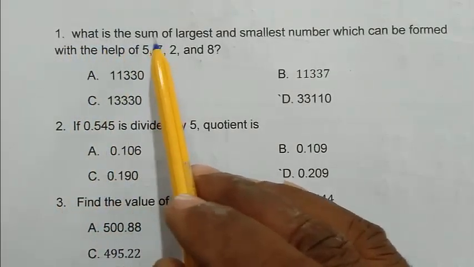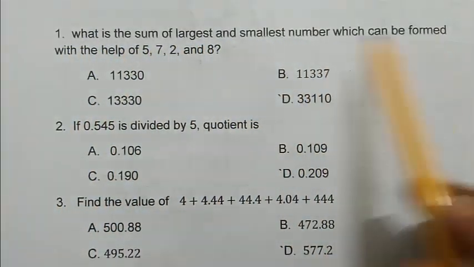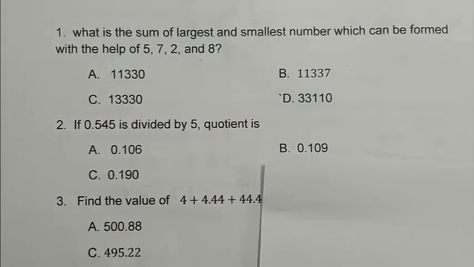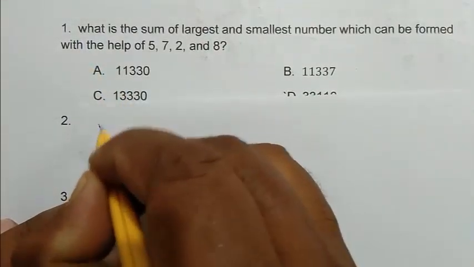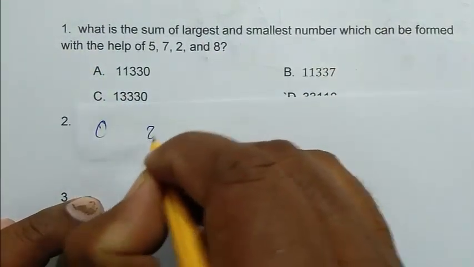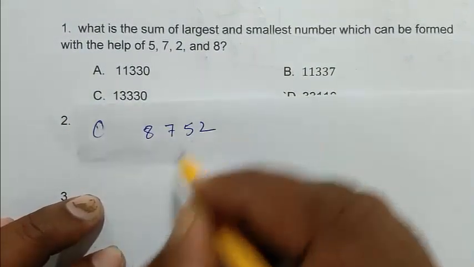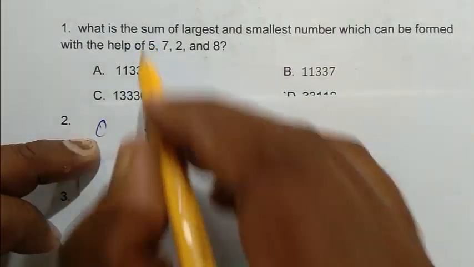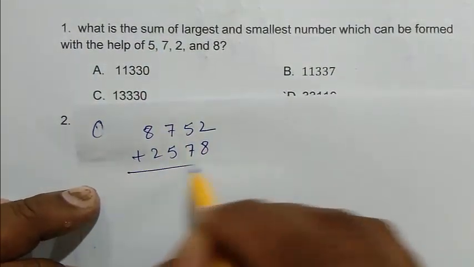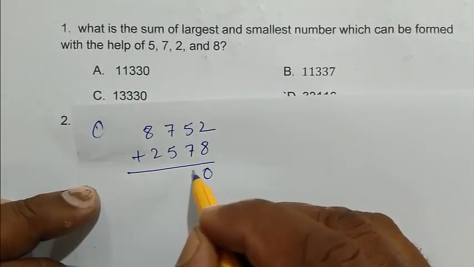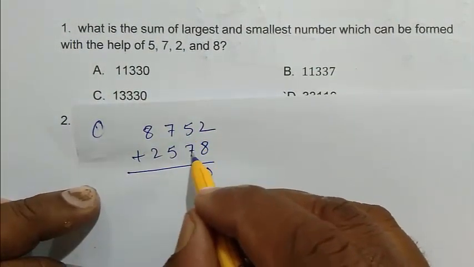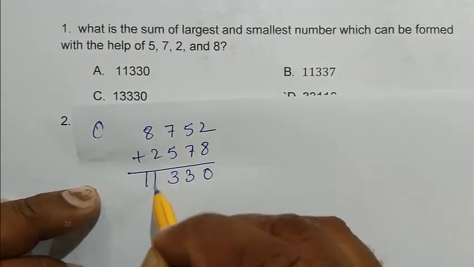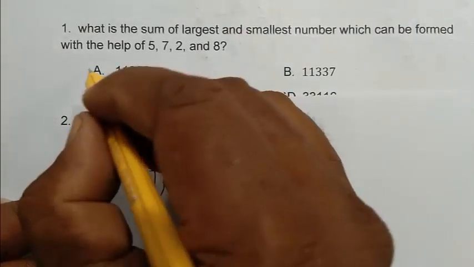Question number 1. What is the sum of the largest and smallest number which can be formed with the help of 5, 7, 2 and 8? The largest number formed is 8752, and the smallest number is 2578. If we add these two, we get 11,330. So A is the right answer.